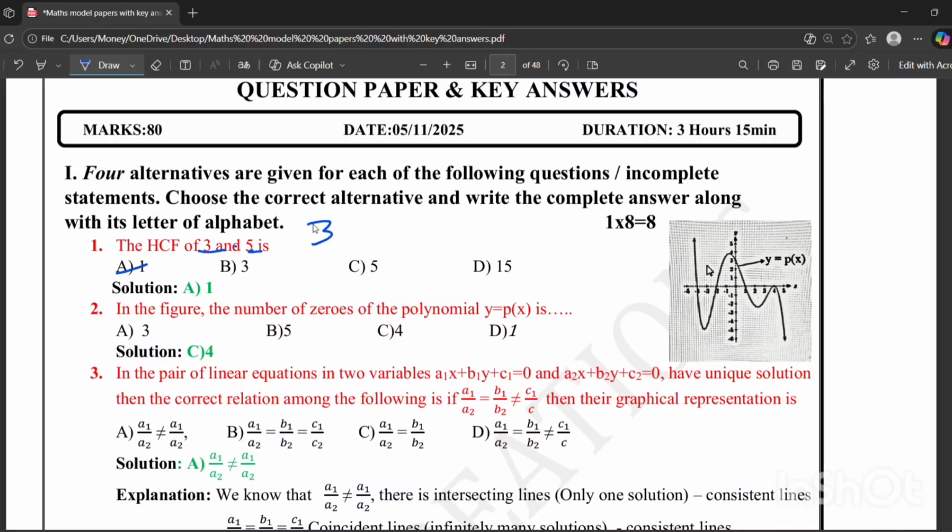If you have doubt, clear it. So 3 into 1, and for 5, factors 5 into 1. Therefore, what is the common here? Here is a 1 and here also 1. Therefore our answer is 1.